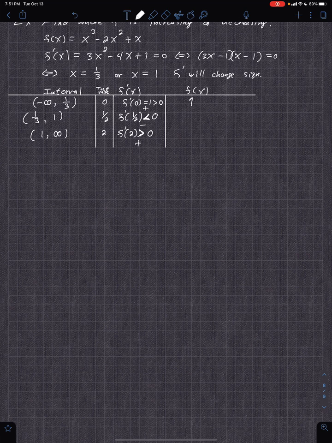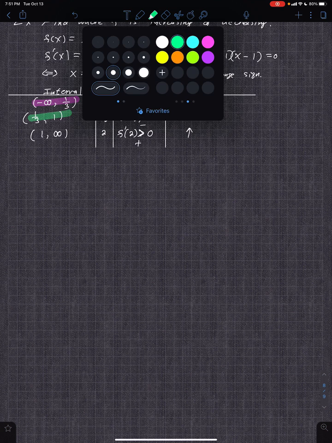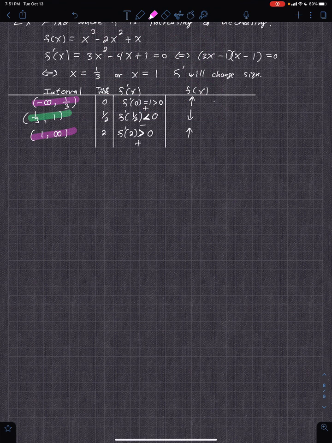That implies it's increasing, and then it's decreasing, and then it's increasing. So it's increasing on this interval, decreasing on this interval, and then increasing on this interval. Okay, so that's what it's telling us.